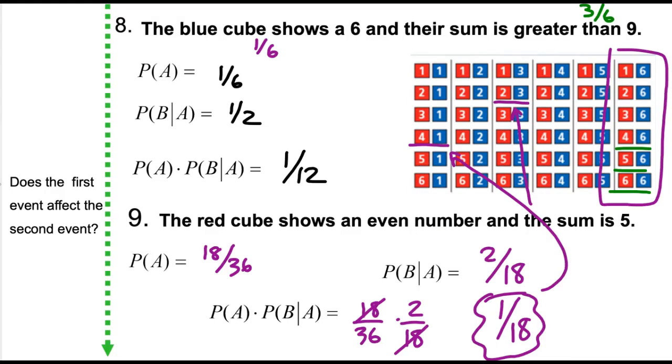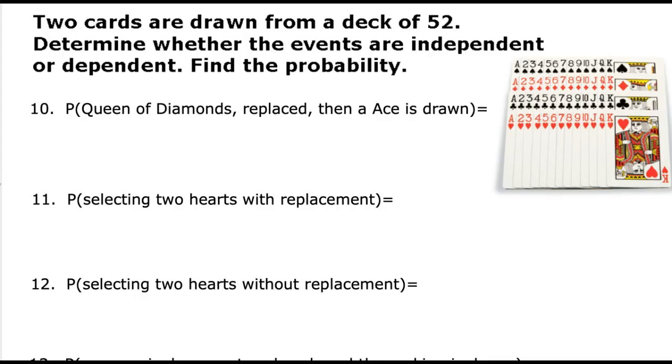And then the last page, we're talking about doing some drawing of cards from a deck. So determine whether the events are independent or dependent. Probability Queen of Diamonds replaced, then an ace is drawn. So here's this replaced business. If it's replaced, then we're talking about being independent. So you can just multiply those probabilities of those two events happening separately.